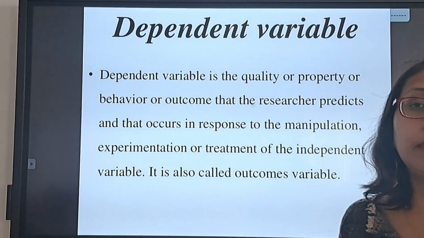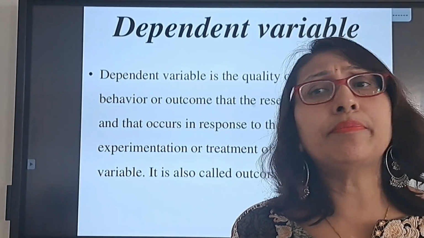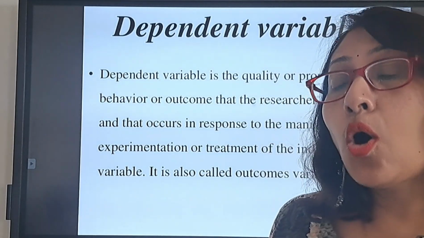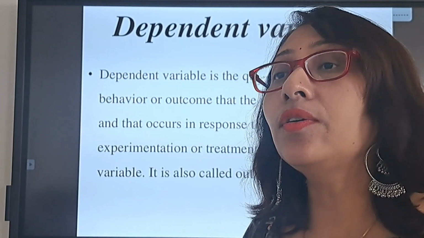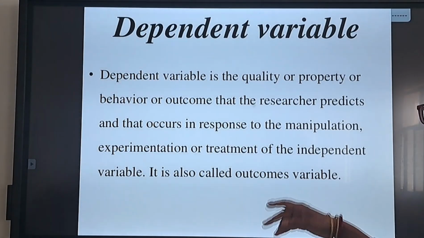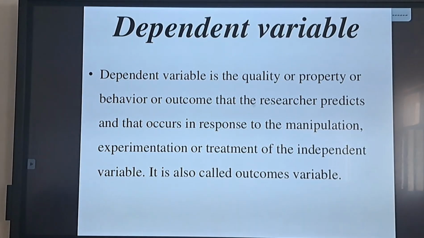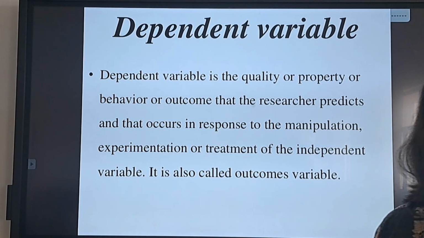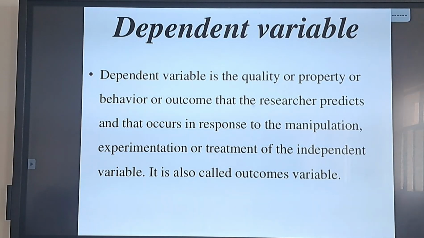Next is the dependent variable. Dependent variable means what? Just the opposite of independent, it is totally dependent on the independent variable. Based on the execution of the independent variable, you can see a huge change or difference in the dependent variable. It is also called a property or quality, behavior or outcome that the researcher predicts and that occurs in response to the manipulation. Whenever you manipulate the independent variable, you see its changes or effects in the dependent variable.